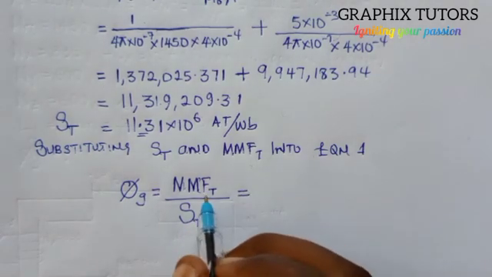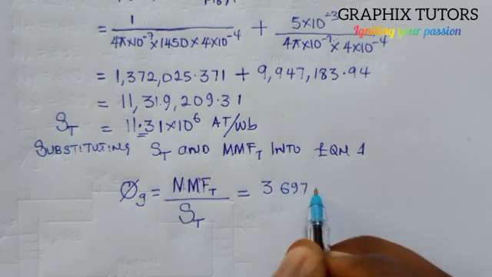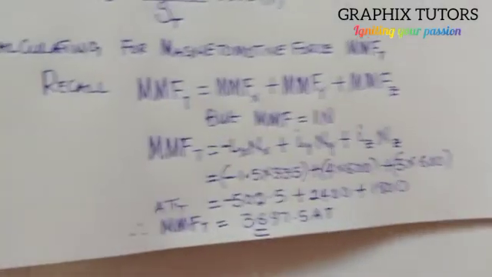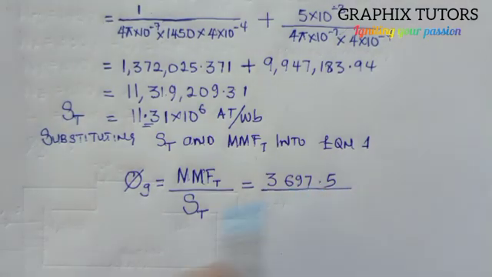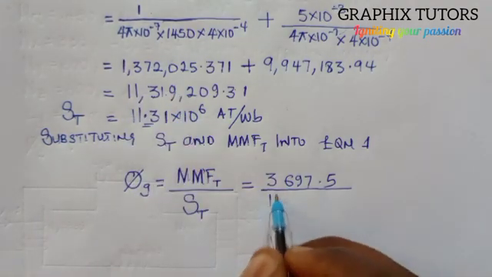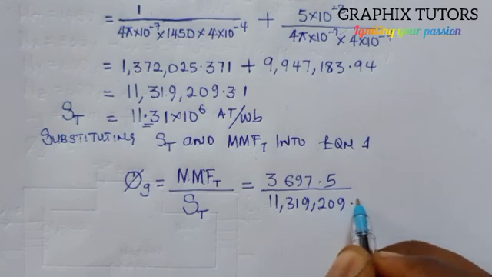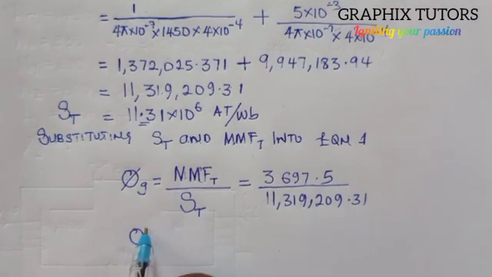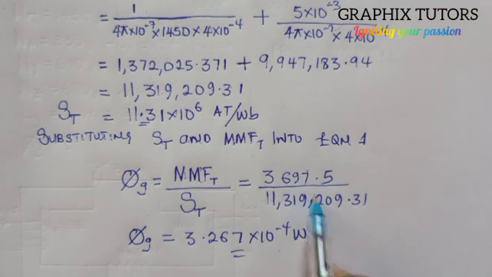So if I input this here, my MMF total that I calculated is 3697.5, just like what we did here. This is it here, 3697.5. So divided by, we use this particular one here, not this one, we use this, and that will be 11,319,209.31. So if you do that, my air gap flux will now be 3.267 times 10 raised to the power what? Minus 4 Weber. So when you press this in your calculator, you're going to have this.